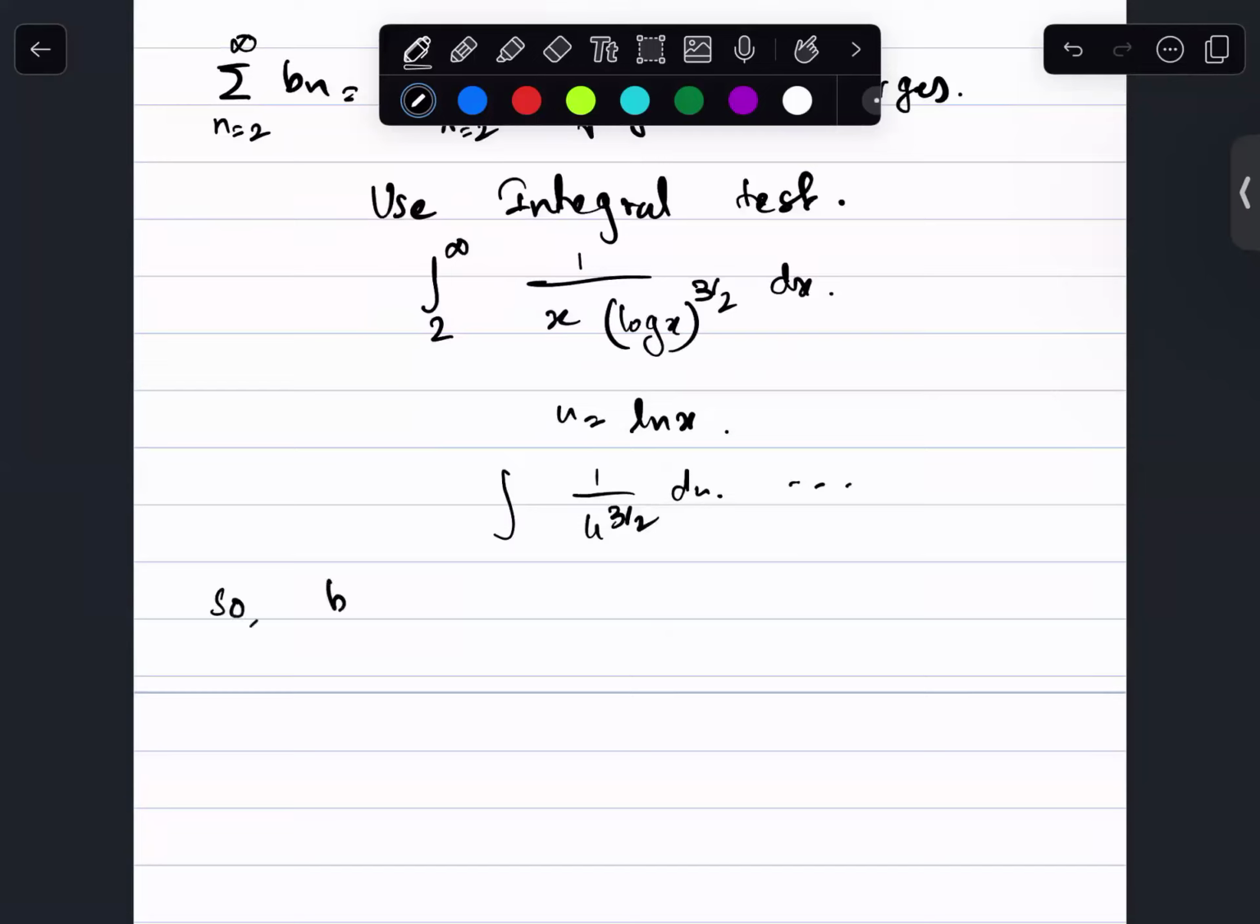So by the limit comparison test, summation an converges.